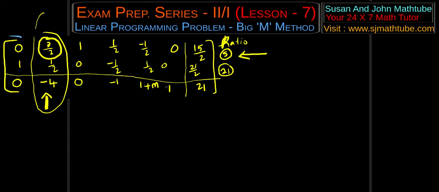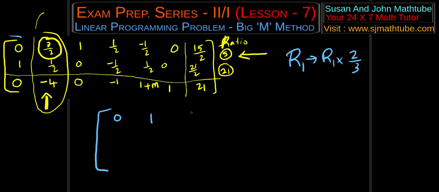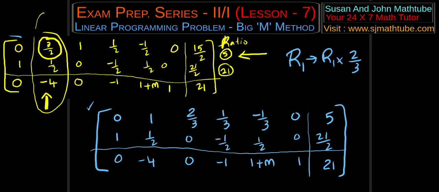Now let's go for the next operation, that is R1 changes to R1 into 2 by 3. So you have to multiply throughout by 2 by 3. So of course it will be 0, 1, now try it. I hope you got this answer. It's very easy. You just multiply throughout by 2 by 3 and no change. Now let's move on to the next step. So don't forget to circle the pivot. The pivot is over here.